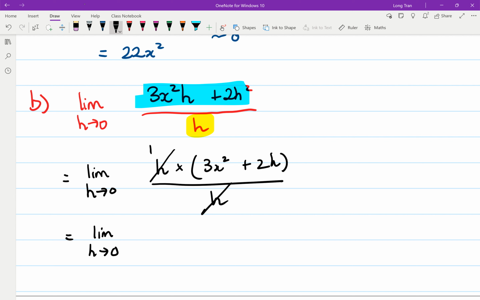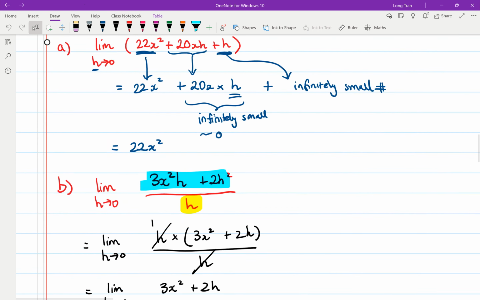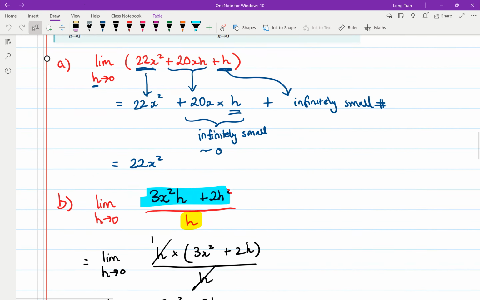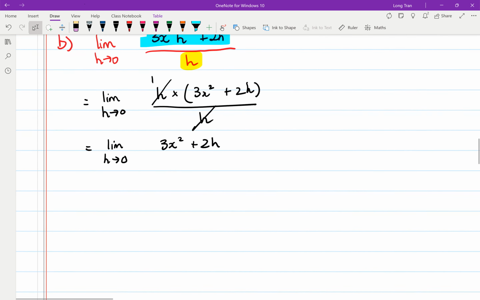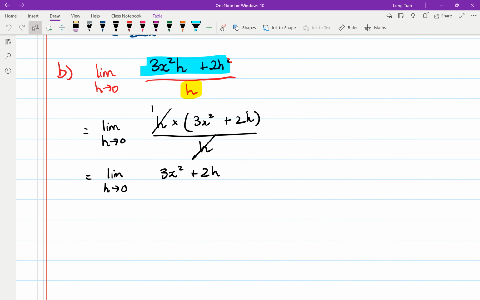So here, I should have 3x squared plus 2 times h. And I'm just going to add this one down to get more space. Here we go. Now we can predict. Now we don't have a denominator to worry about. If h approaches 0, obviously the first term doesn't matter. That doesn't have any h's. It doesn't get affected. It will still stay as 3x squared.